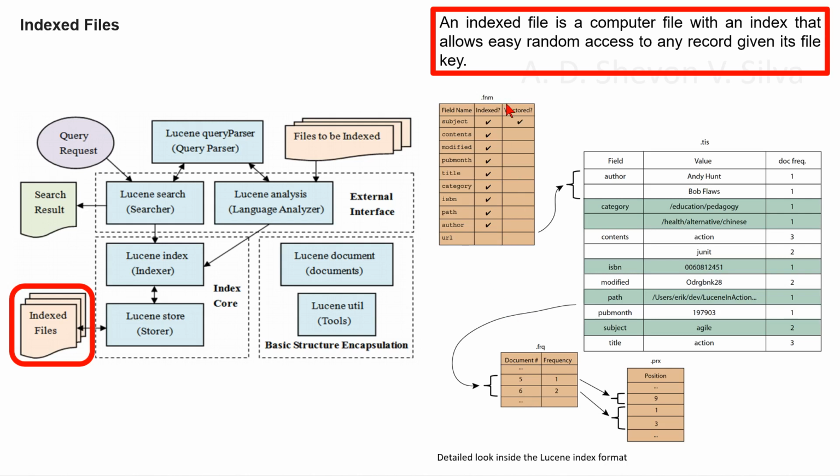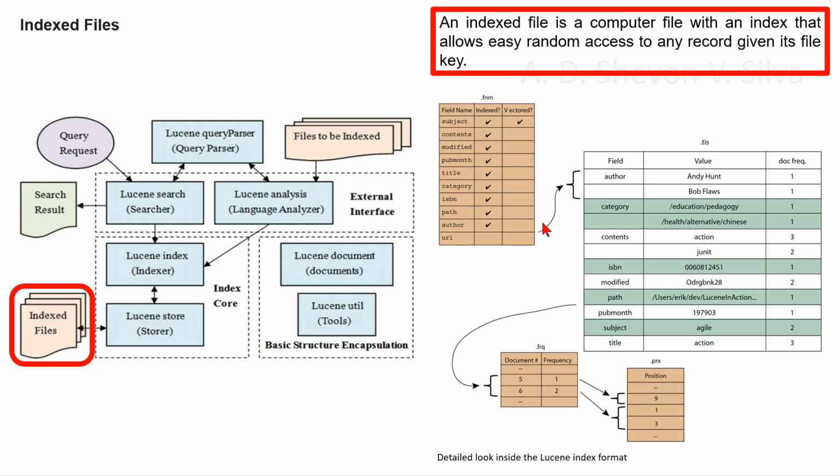Field names, .fnm. The .fnm file contains all the field names used by documents in the associated segment. Each field is flagged to indicate options that were used while indexing. Is it indexed? Does it have a term vector enabled? Does it store norms? Does it have payloads?